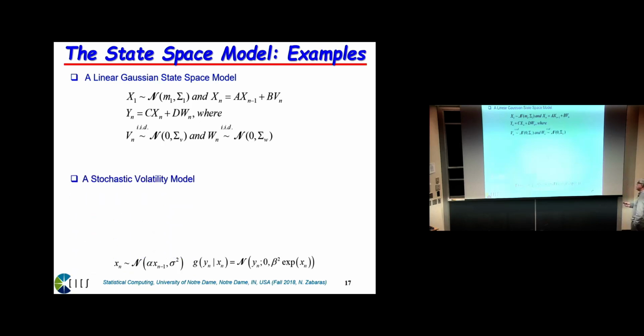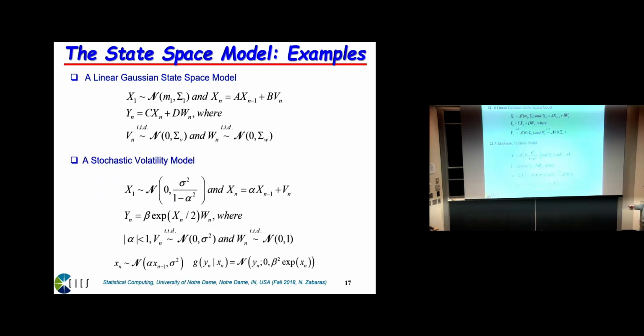So let me give you another example, and this example is extremely popular to test sequential Monte Carlo codes, and it's called the stochastic volatility model. This comes basically from econometrics, and the state x1 is a sample from a Gaussian, where this parameter alpha is less than 1 in absolute value. The transition model is very simple, right? These are scalars.